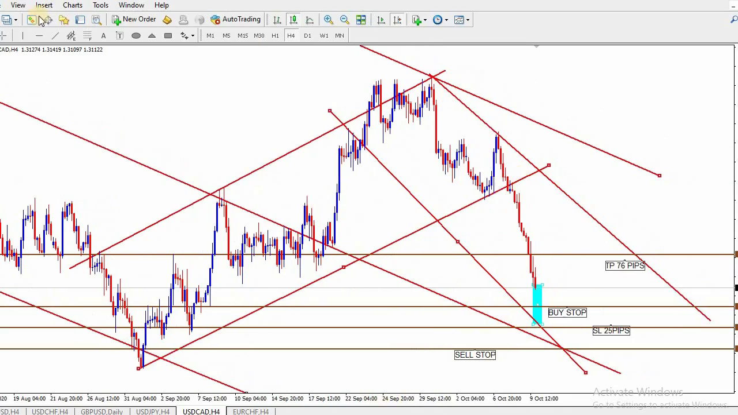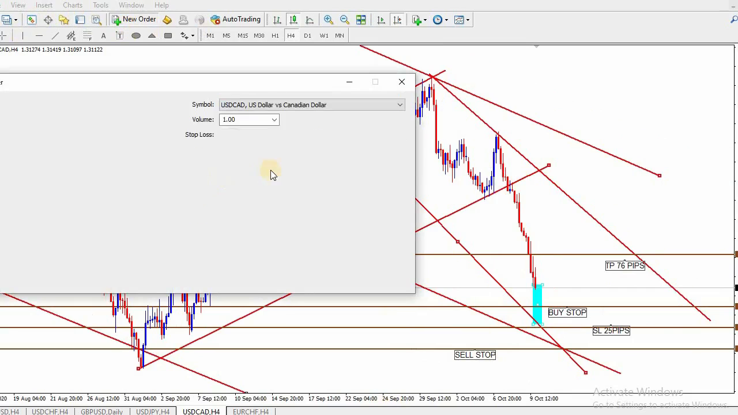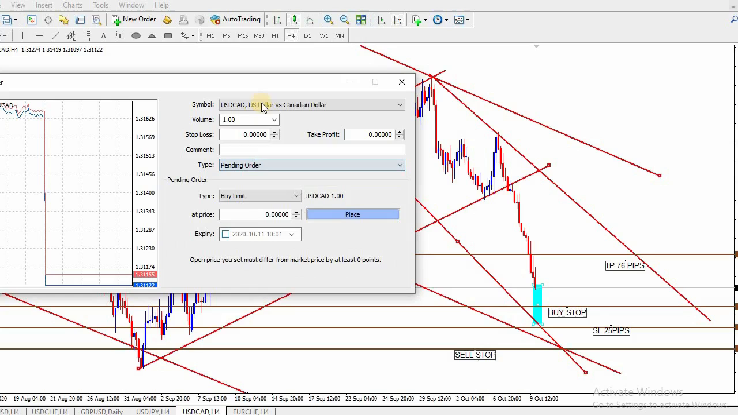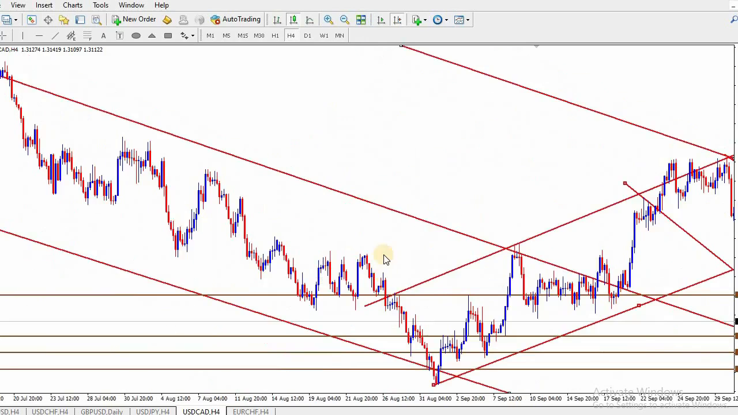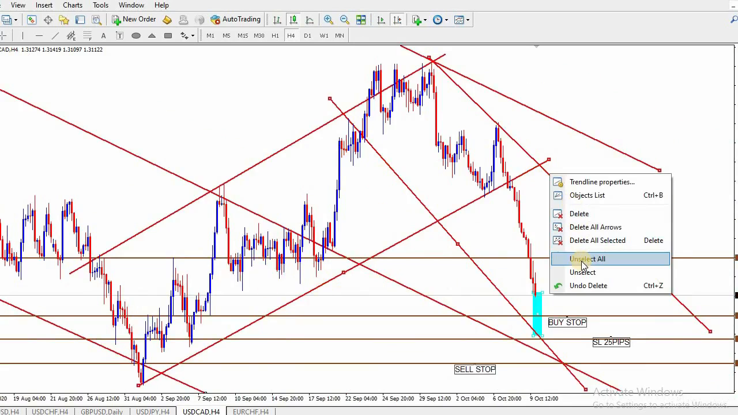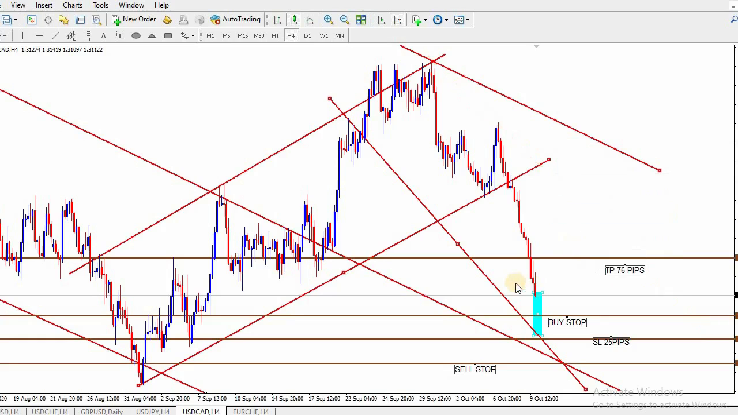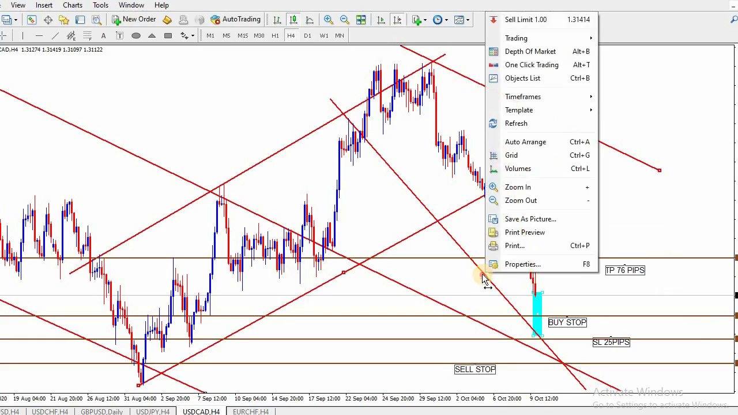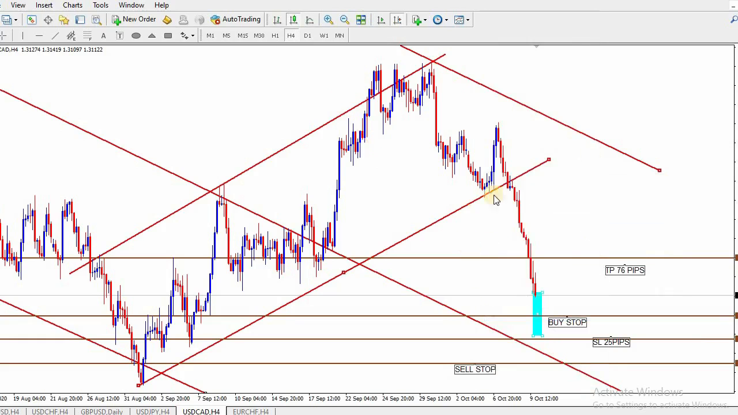So you put two pending orders. And how do you do that? You go to new order, you go to pending order, the pair is already selected, you choose your lot size, use these points around here to place your trade, and that is it. So we close this so it can be very glaring for everyone.